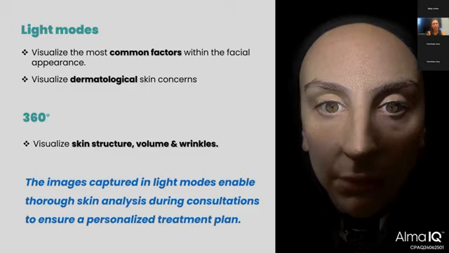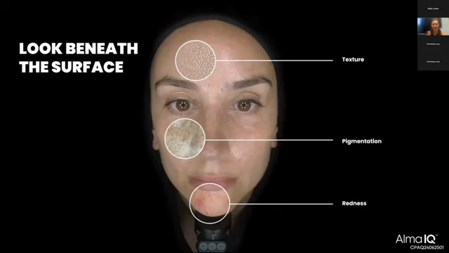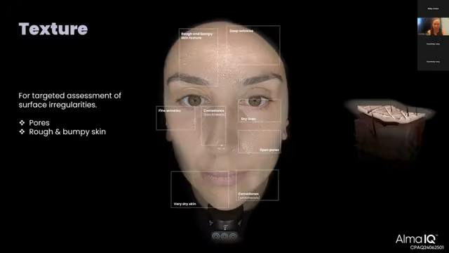So now we'll go through all of the light modes and how and when to use them. Light modes are really for assessing aesthetic and dermatological indications on the skin. And the 360 is more to evaluate volume, wrinkles, laxity, and the structure of the skin. So when we use these light modes to analyze the skin, we're going to be able to provide a personalized and tailored treatment to suit exactly this patient's skin. So we start off by looking below the surface with these 3 modes: texture, pigmentation, and redness.